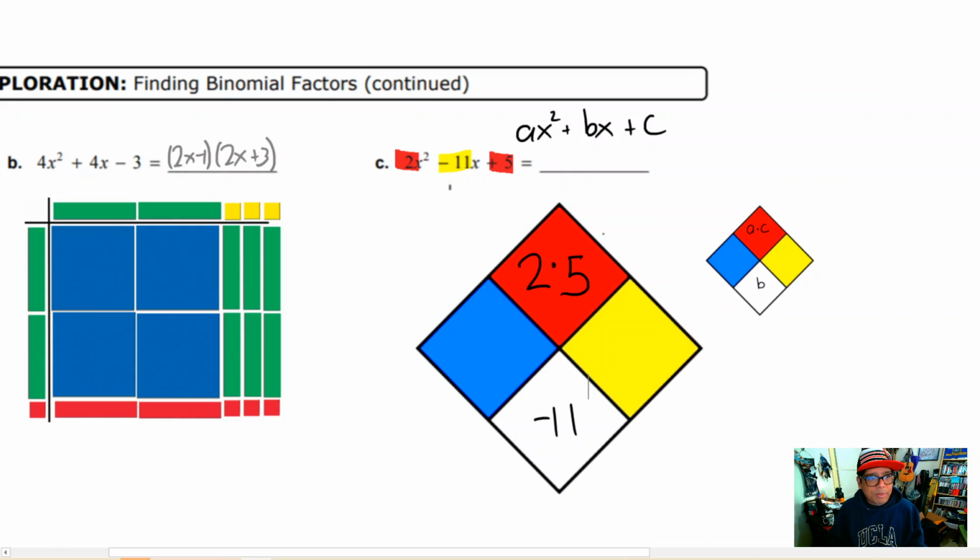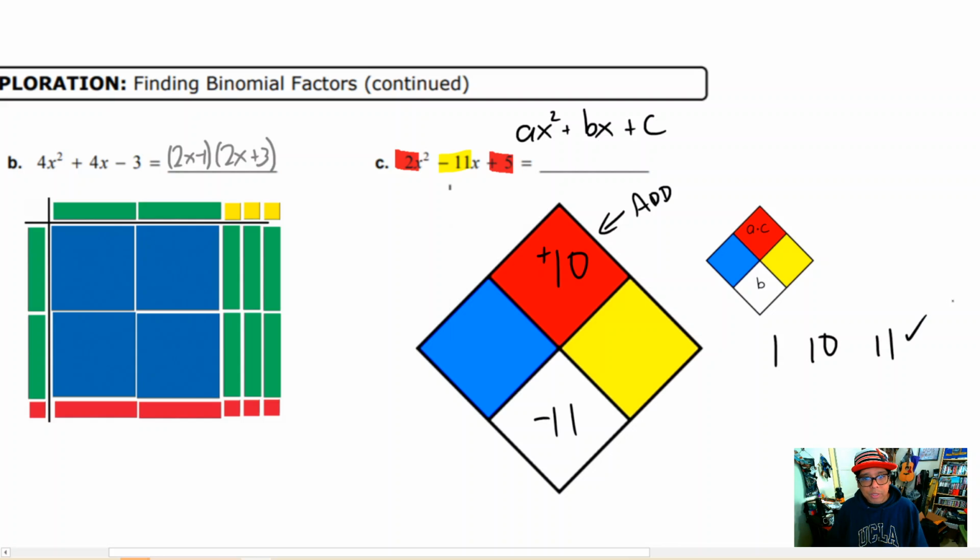And then 2 times 5, that's just positive 10. So now we're going to play this like we normally do. We can see that this is an addition problem because that's positive 10. So we're going to add the factors of 10 together. So what are the factors of 10? That's 1 and 10, because 1 times 10 is 10. And when you add 1 and 10 together, you get an 11.